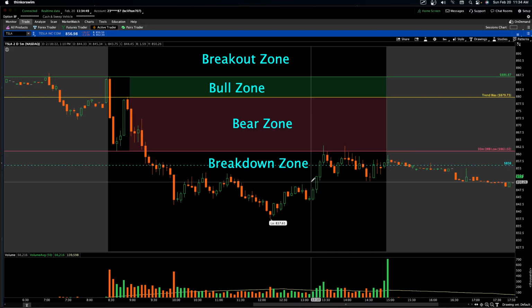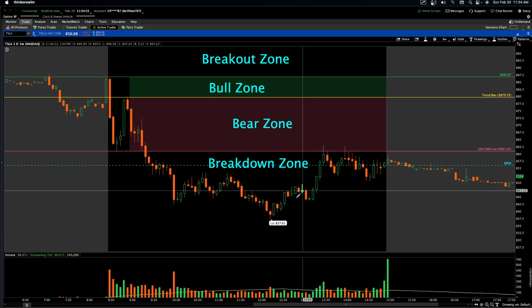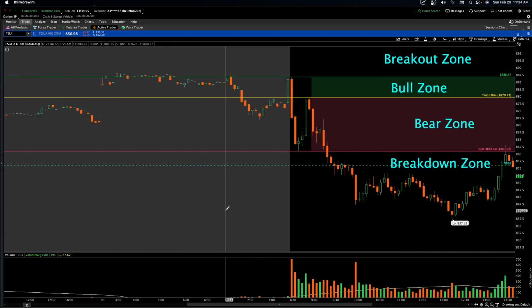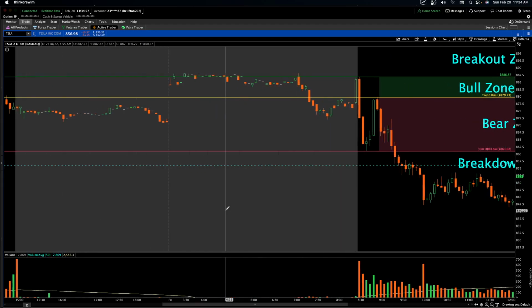Okay, another thing that is a good idea to keep track of is pre-market levels, especially if there's a lot of activity during pre-market. So I like to mark the pre-market high and the pre-market low. Let's see where our high was here. Looks like it was here, 888.19. So that's our pre-market high. Let's go ahead and mark that on there.